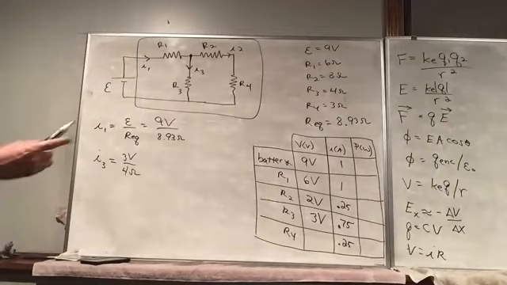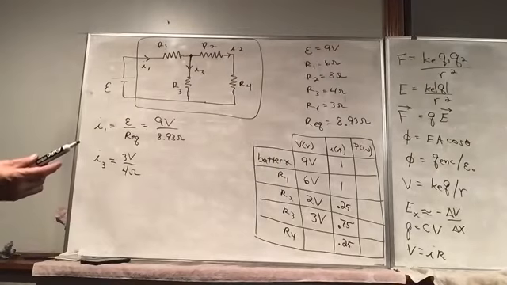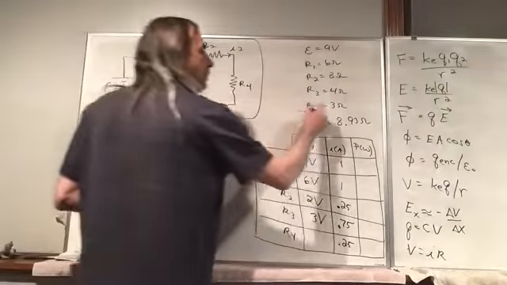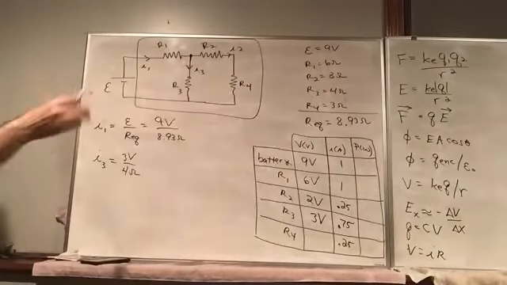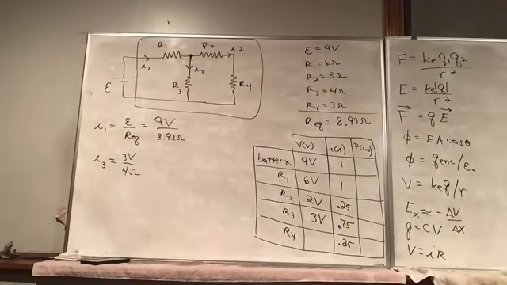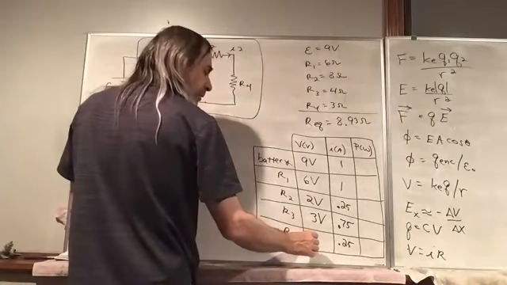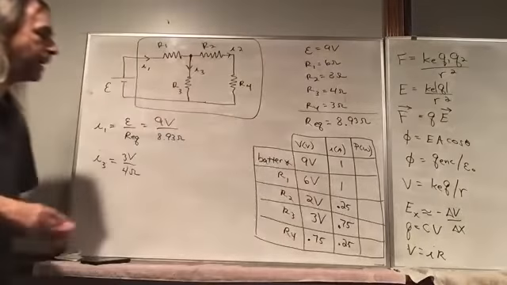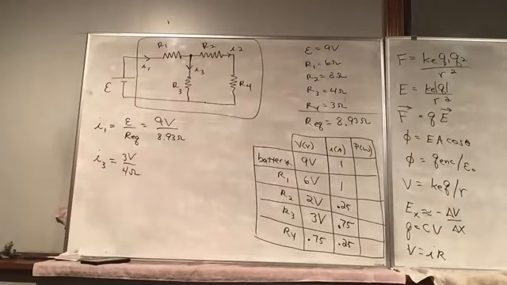And for R4, 1/4 of, wait, these numbers. I want to check these numbers again, but there should be some round off errors, but let's see. For R4, we have 0.25 amps, 3 ohms. That would be 0.75 volts. So yeah, something is not adding up. So let's make sure.